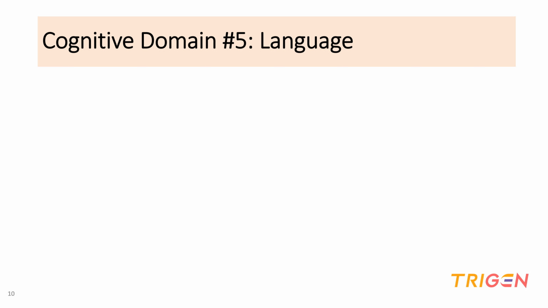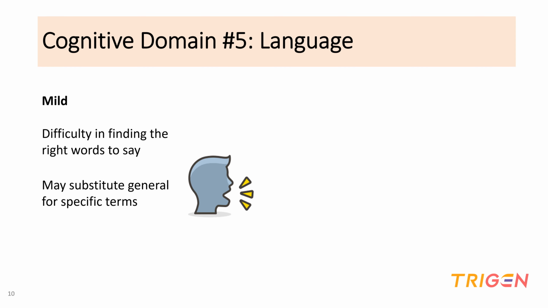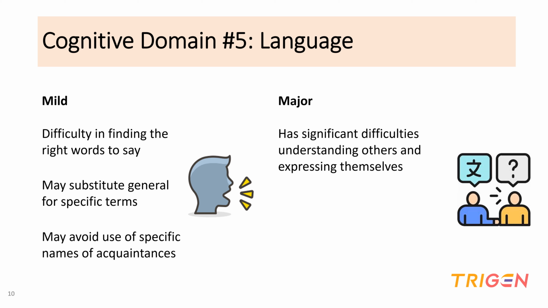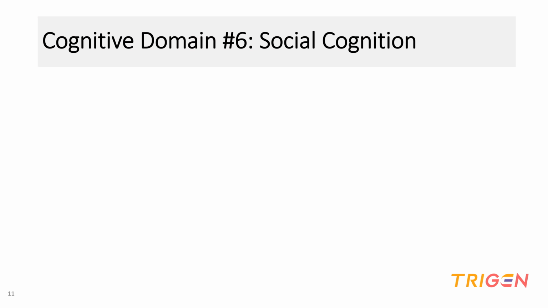The fifth domain is language. Mild symptoms include difficulty in finding the right words to say. Some elderly may substitute general for specific terms, while some may avoid use of specific names of acquaintances. Major symptoms include having significant difficulties understanding others and expressing themselves, whereas some may not even recall names of closer friends and family. The last domain is social cognition.